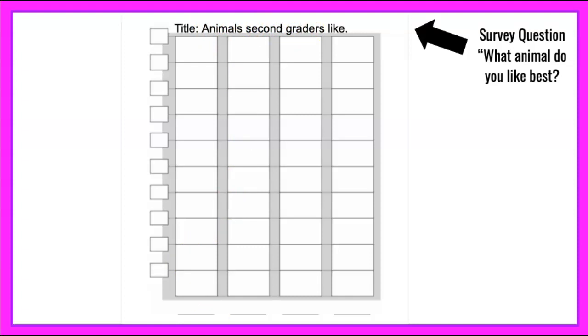So now we need to add our next bit of information into our graph that will tell us what 4 animals students could choose from. So we need to put our choices down at the bottom of our graph right here. One choice for each column. So we need to fill in turtle, lion, dodo bird, and cat for each one.